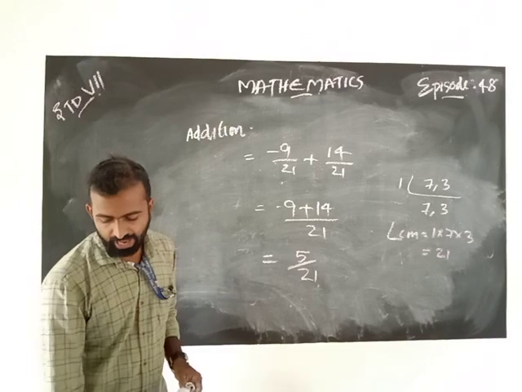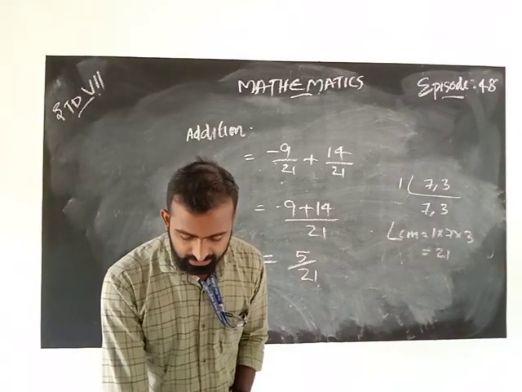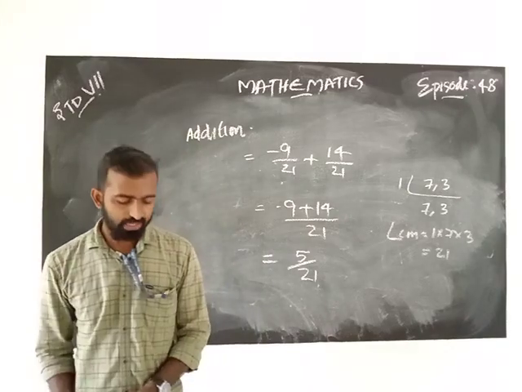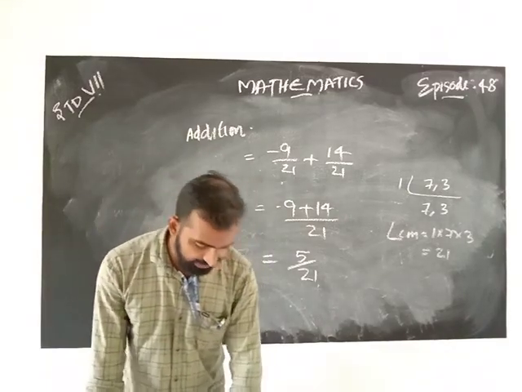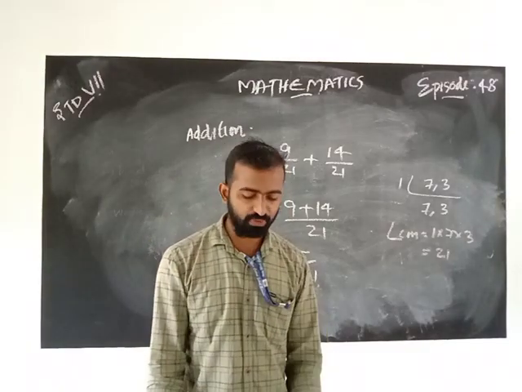And the next one, the second try this, is for your homework. The question is negative 5 by 6 plus negative 3 by 11. That is for your homework.